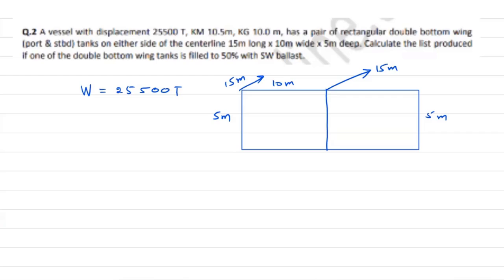Calculate the list produced if one of the double bottom wing tanks, there are two, port and starboard, right? Any of the double bottom tank is filled 50% with salt water. So imagine that, suppose this is filled with salt water, 50%. So we need to calculate the list.